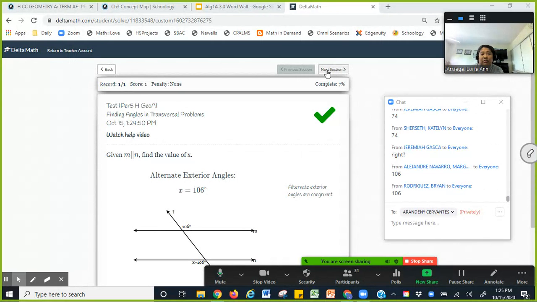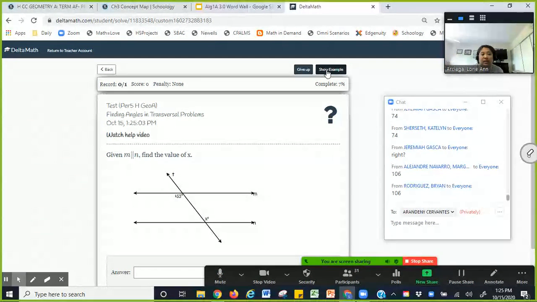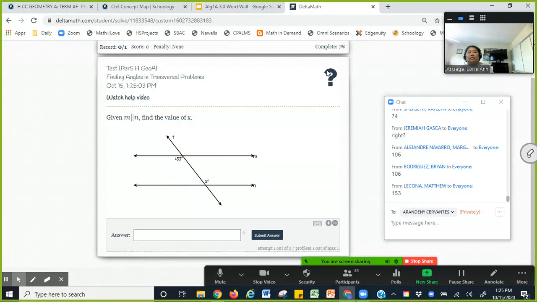Okay, now let's go to the next section. Here we go. The two lines are parallel. Find the value of x. Oh, my water bottle, sorry. Find the value of x. Okay, so in this example, the first thing you have to do is identify what kind of angles they form.